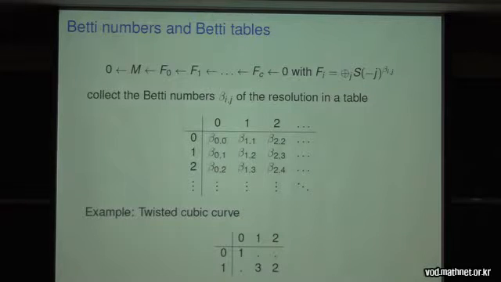Betti numbers and Betti tables. Well, the Betti numbers are these beta ij. So I have this free resolution, and I'm going to collect these beta ij in a table. So in position 1, 1, I put beta 1, 2. The total degree is 2, 1 plus 1. So in the example of the twisted cubic, we had 3 quadratic equations and 2 linear relations among the quadrics.